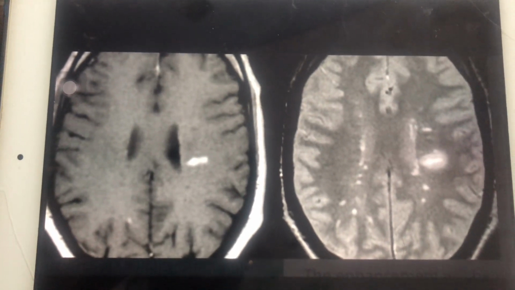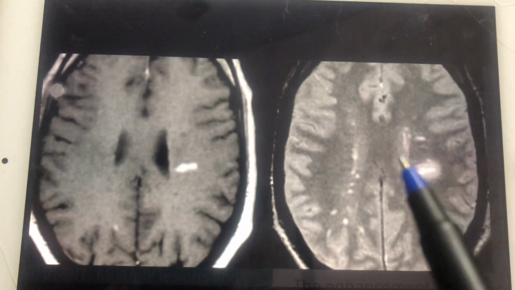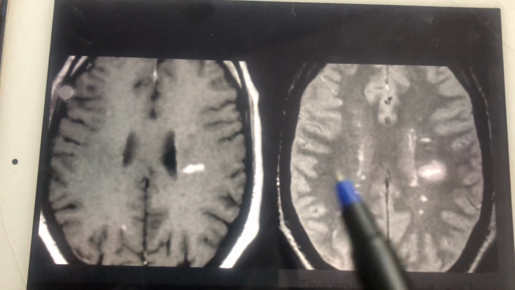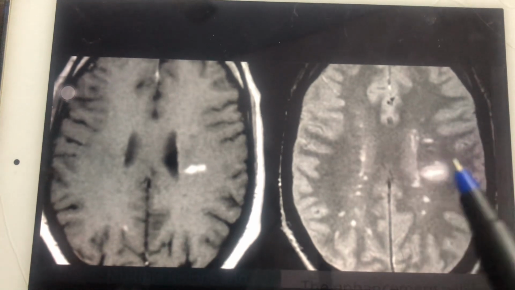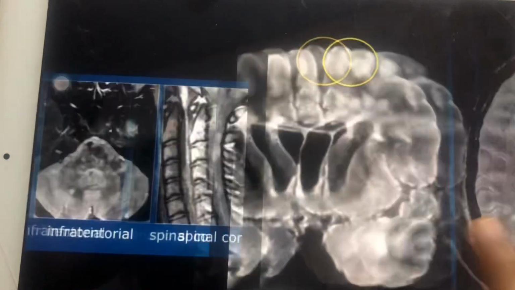Because MS demyelination occurs along the medullary veins. These medullary veins, which are small, are oriented perpendicular to the lateral ventricles. So that is why the white matter lesions are also perpendicular to the ventricles. So those are periventricular lesions.